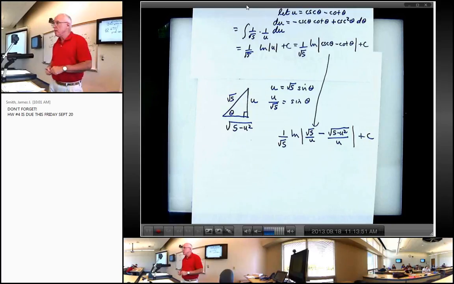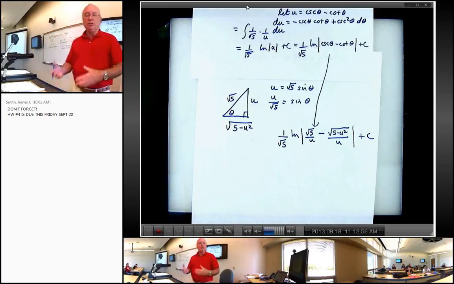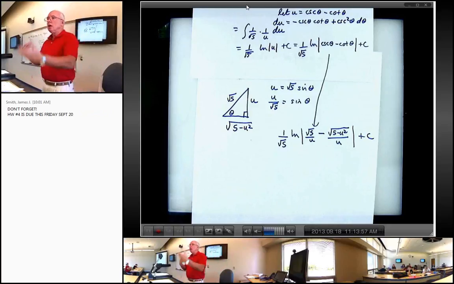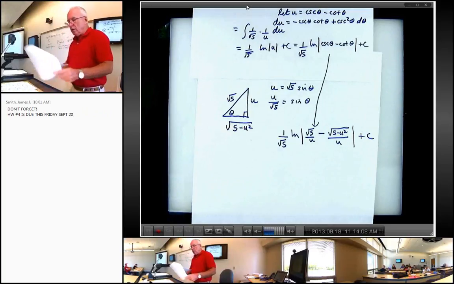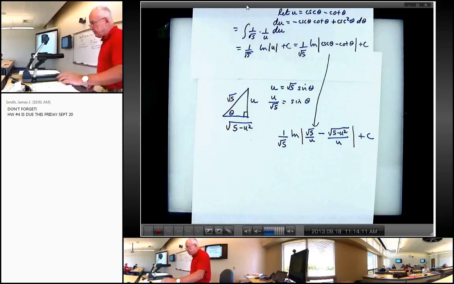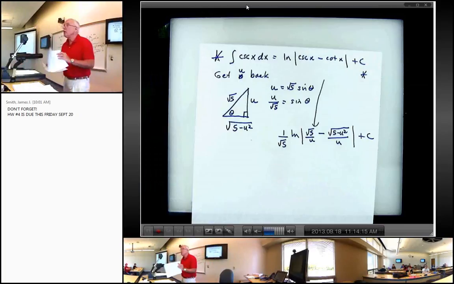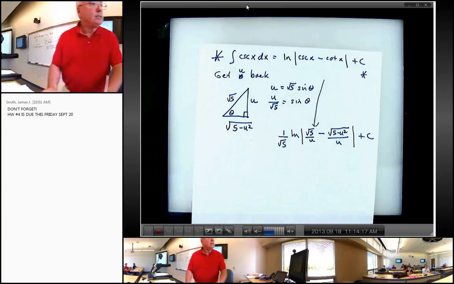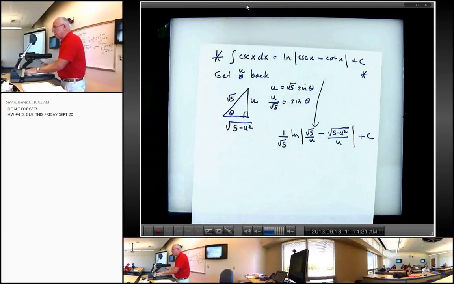Okay? So you can see the process is all the same. Do your substitution using those tables. Get everything in terms of theta. Simplify what you can. Draw your picture and get your antiderivative. Okay, there's one other one then I want to do here in this section. And that is this one. This one's a little bit different.